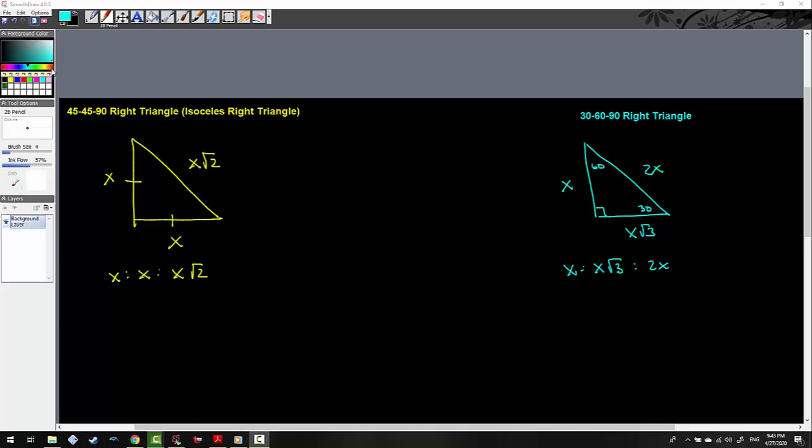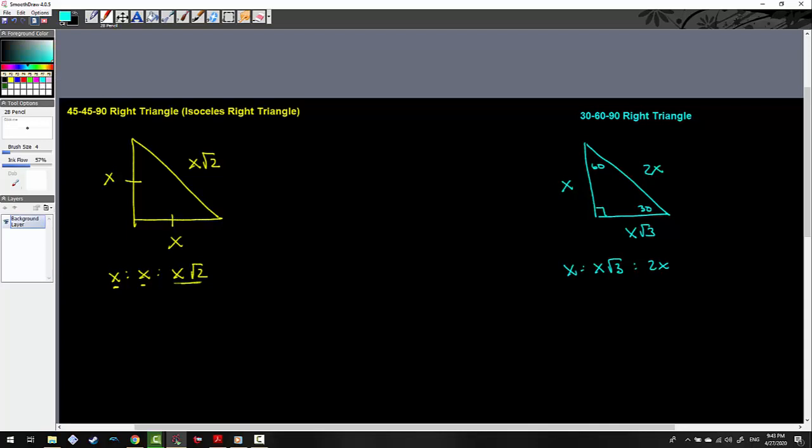And so remember, the 45-45-90 right triangle, the isosceles, is x, x, and x rad 2. Meaning the legs are going to be identical all the time, and then the hypotenuse is going to be one of the legs times the square root of 2.